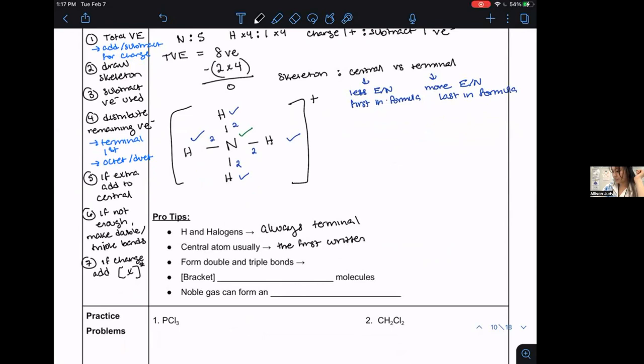Carbon loves being the center. Carbon is extremely narcissistic. Carbon is the backbone of organic chemistry. Carbon loves being the center. There are very, very few molecules where carbon is a terminal atom. Actually, I can't even think of one. A true terminal, I can't even think of one.